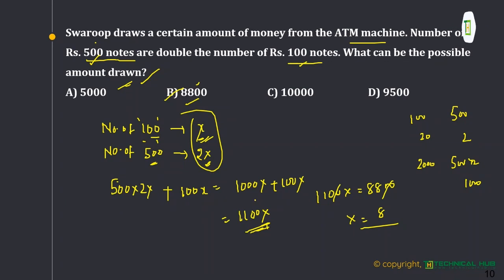1000 by 1100 is not possible. 10,000 by 1100 is not possible. Similarly, 9,500 by 1100 is also not possible. So only one option is satisfying here, that is 8800 by 1100. That is exactly divisible by 1100x, then you will get the x value for the notes of 100 and 500. They're asking what is the possible amount drawn, so your answer is 8800. So option B.